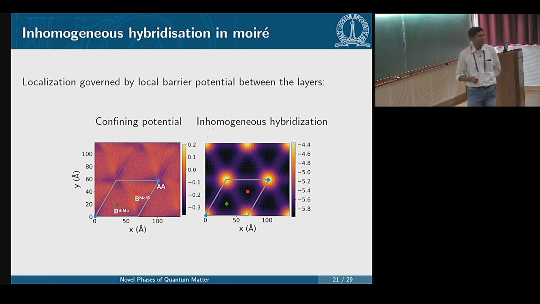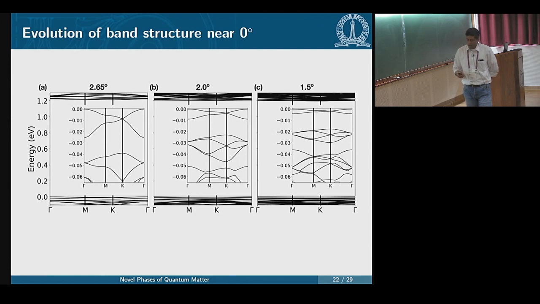So this is fine, and it actually explains what happens near 0. You can also look at what happens as a function of angle. As you can imagine, if you look at just the valence band maximum, you can see that as you decrease the angle, all that is happening is that this bandwidth is becoming smaller and smaller.